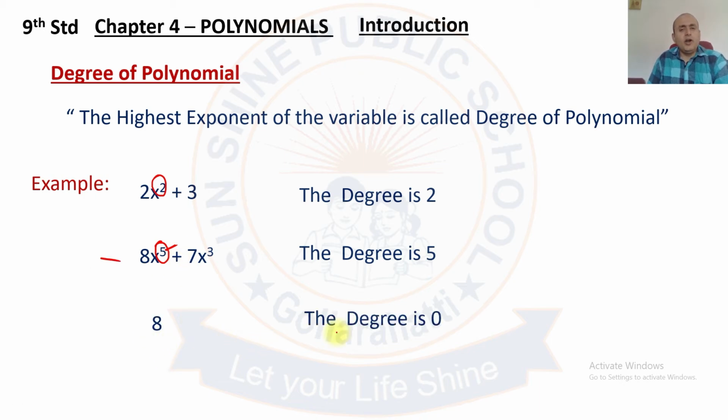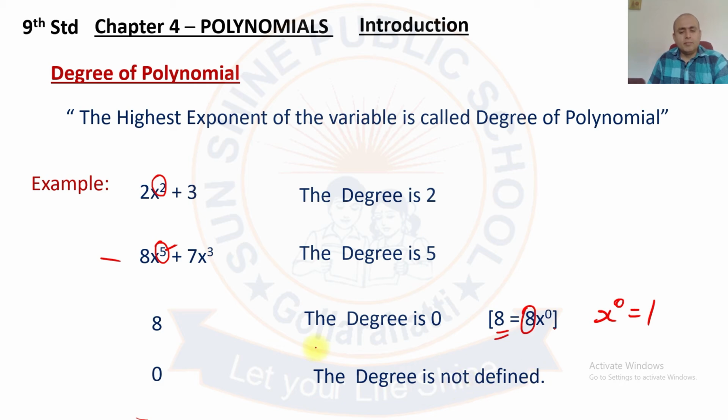For 8, the degree of polynomial is 0 because 8 can be written as 8 into x to the power 0 and the value of x to the power 0 is equal to 1. When you multiply 8 into 1 we get 8 itself, therefore for 8 the degree is 0. Next is 0. Here the constant itself is 0. Therefore the degree is not defined, because it may be 0 into x to the power 5 or x to the power 8, but when we multiply we get 0. Therefore the degree is not defined for the 0 constant.